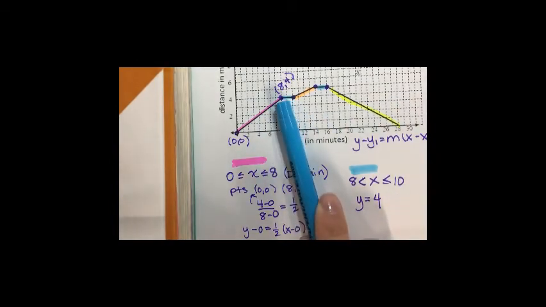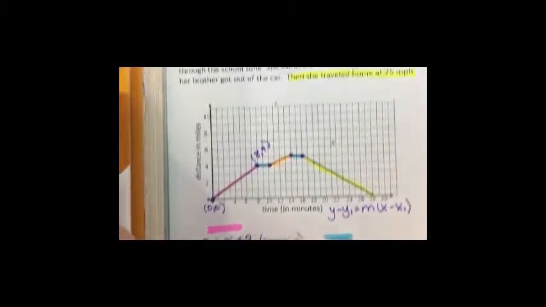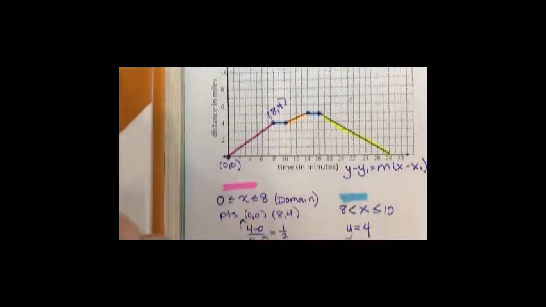You can see at 8 she was at 4, at 8 minutes 30 seconds she was still at 4 miles. She never got any farther away. From 9 minutes all the way up until 10 minutes she was at 4 miles away from her house. Then for 4 minutes she traveled 15 miles per hour through the school zone.